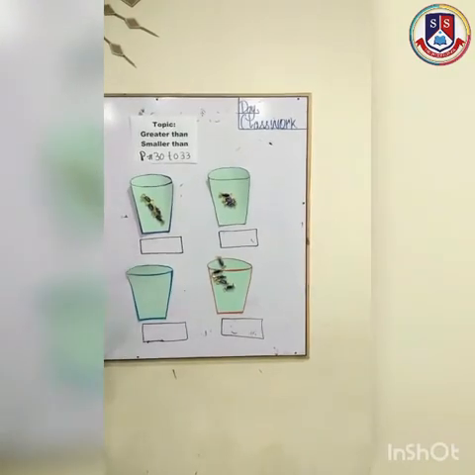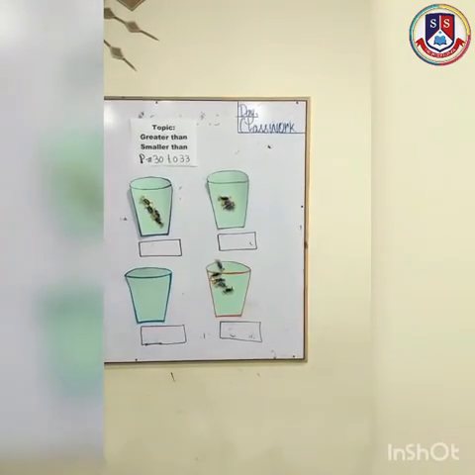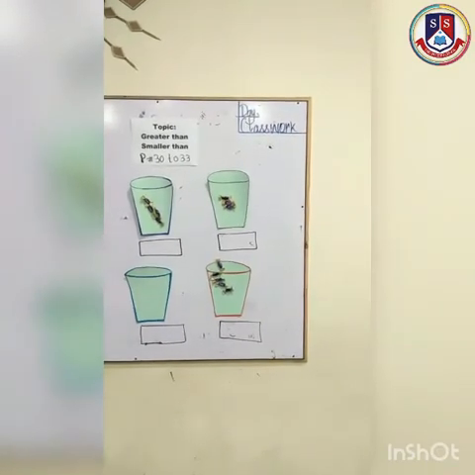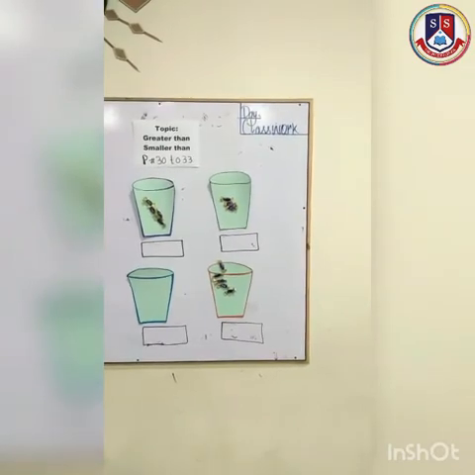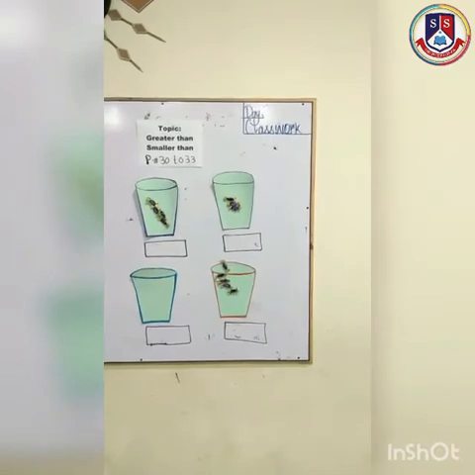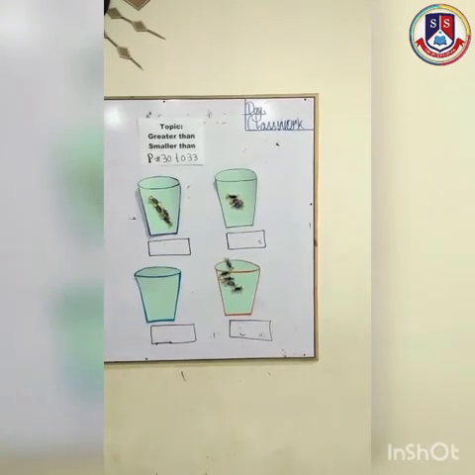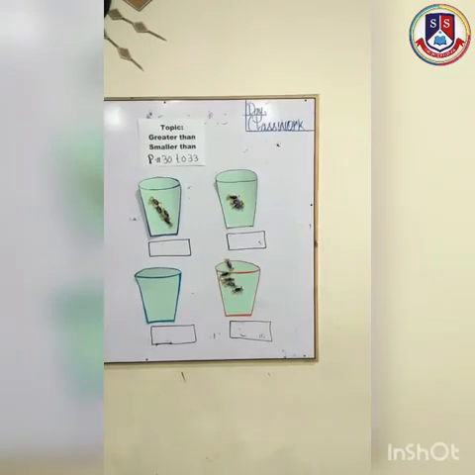There are 4 buckets and each bucket is carrying a different quantity of candies. And 1, 2, 3, 4, 4 boxes are also mentioned down the buckets. So students, you have to find which bucket is carrying more candies. किस bucket के पास ज़्यादा candies हैं, आपने उसको find out करना है.